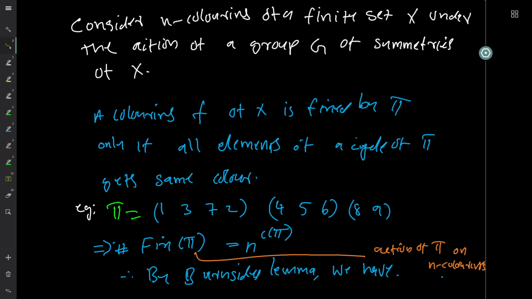Now, this is something that we already observed: if you look at an n-coloring of a finite set X under the action of a group G of the symmetries of X, then any coloring is fixed by a permutation pi only if all the elements of a cycle of pi get the same color. So therefore, the cardinality of Fix(pi) is precisely n raised to C(pi), where C(pi) is the number of cycles in pi.